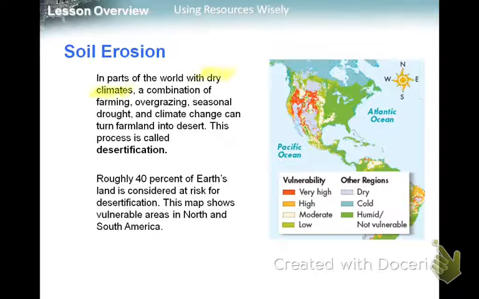In the areas of dry climates in the world, farming, overgrazing, drought, and climate change can turn farmland into desert, and that's called desertification. 40% of Earth's land is at risk for desertification. And you can see in this map, specifically in North America, which areas are at risk. A lot in the western United States.